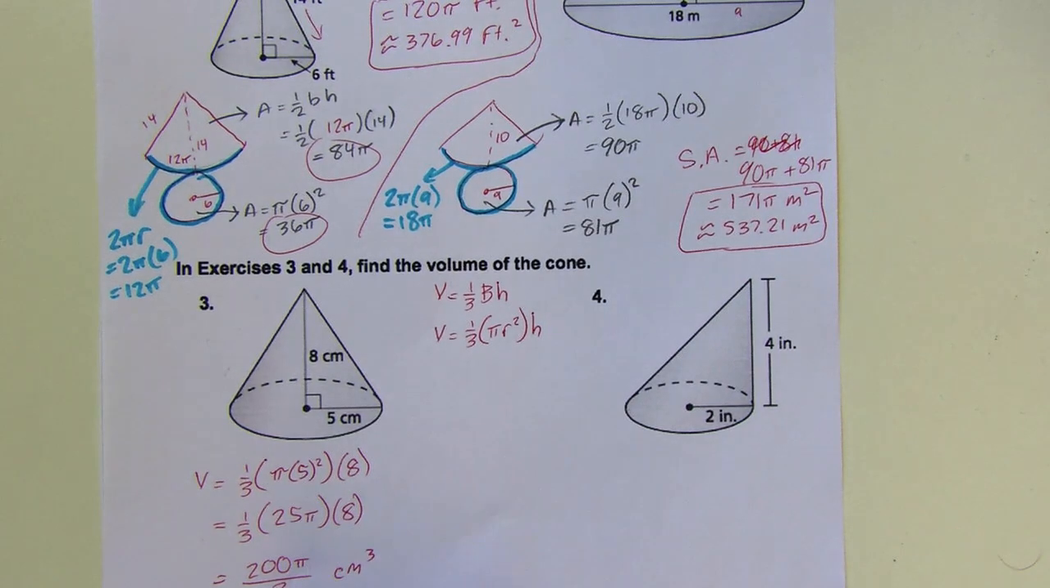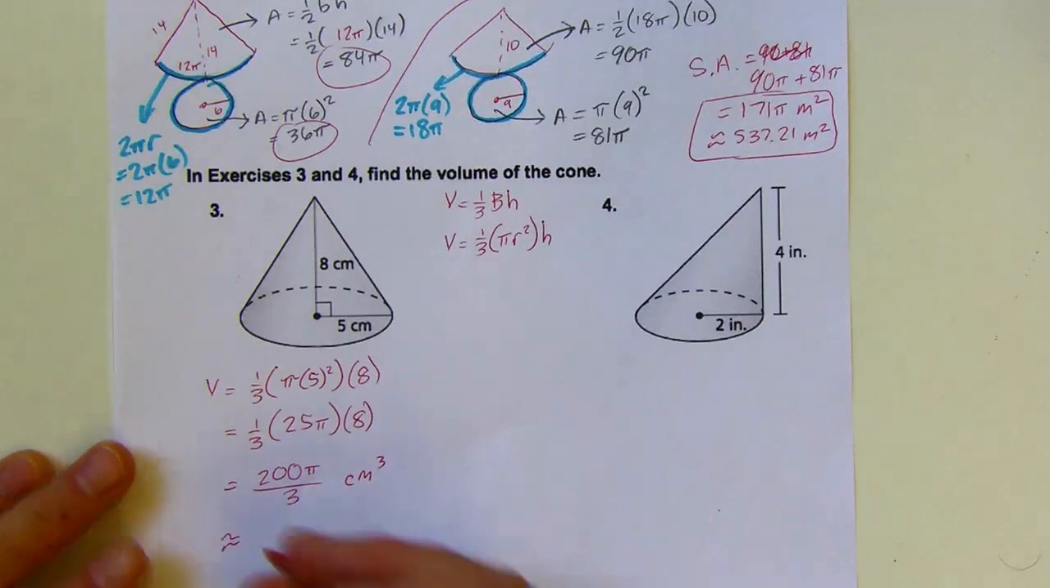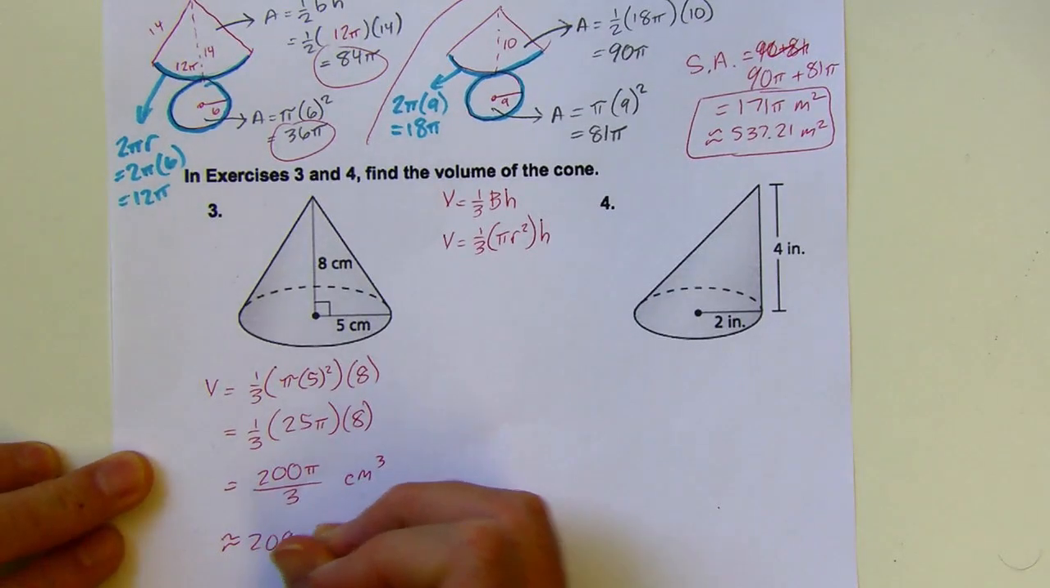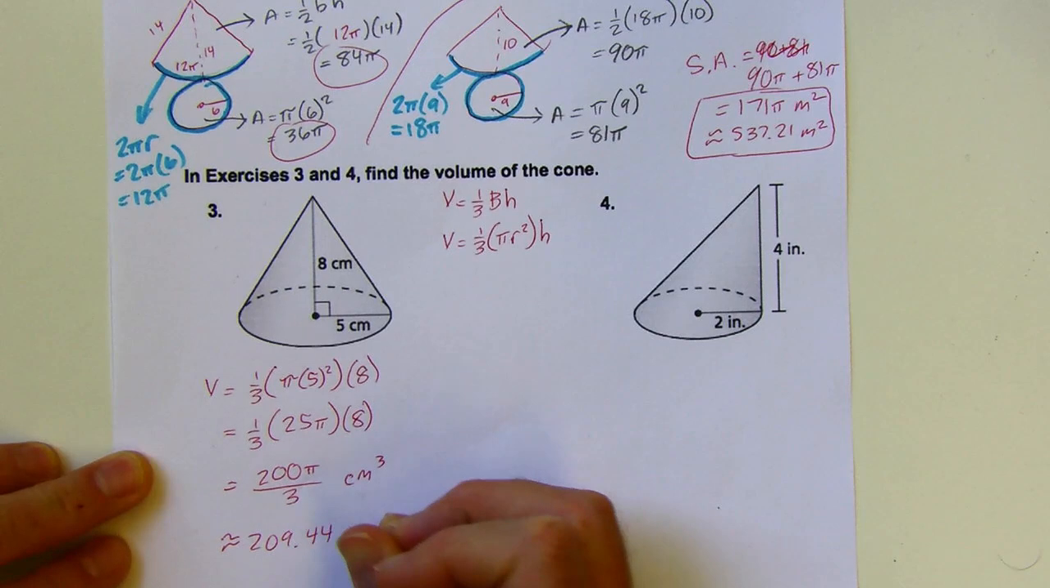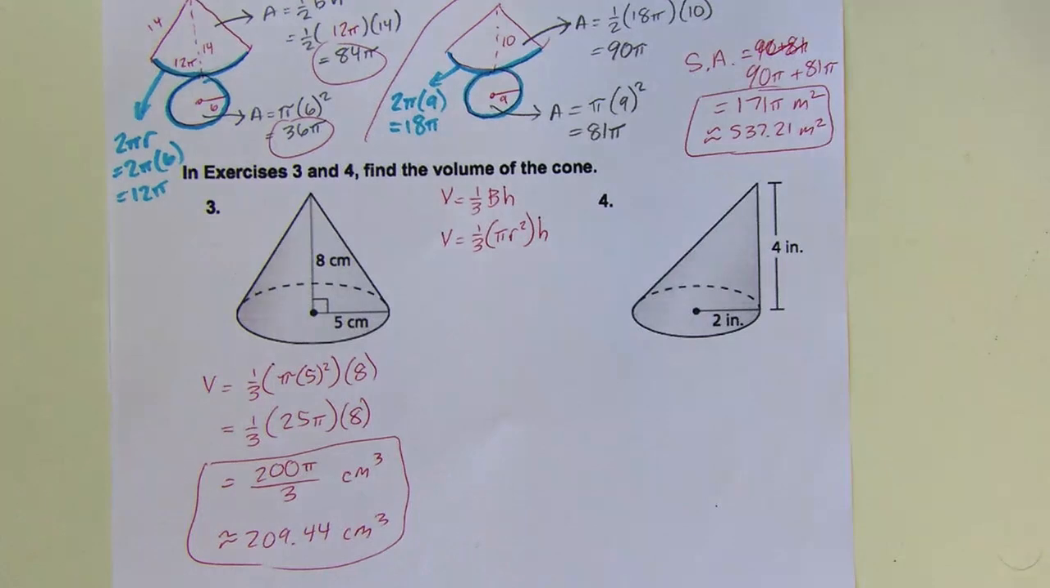3 doesn't go into 200, so you could leave it like that, or again, use a decimal approximation. It's going to put me at about 209.44. Oh, I'm off screen a little bit, sorry. 209.44 cubic centimeters. Or there's the exact version.